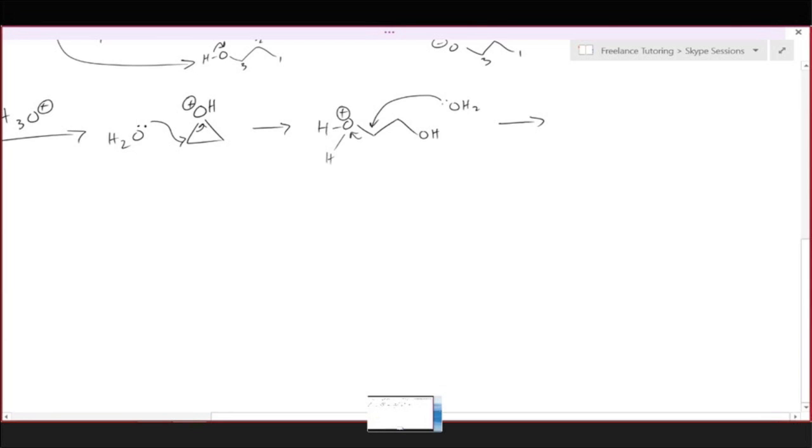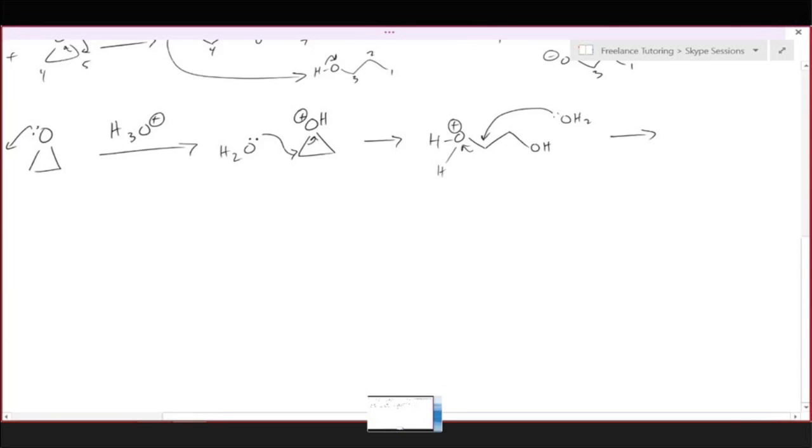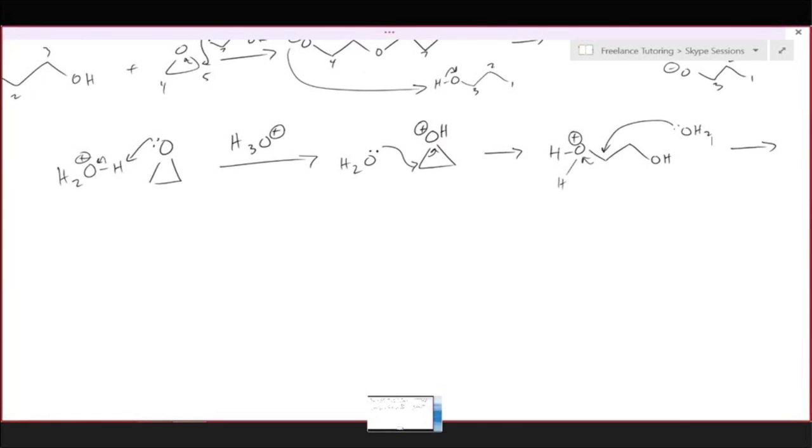All right, now let's zoom out so we can see the whole set of reactions. What type of reaction occurred in the first step? Acid-base or nucleophile-electrophile? Oh, yeah.